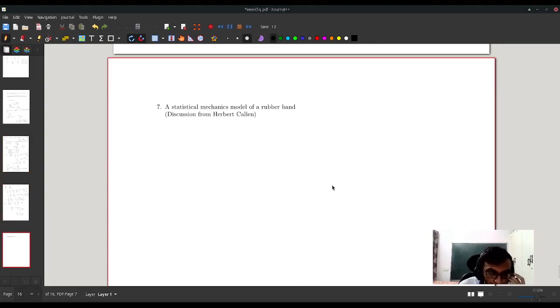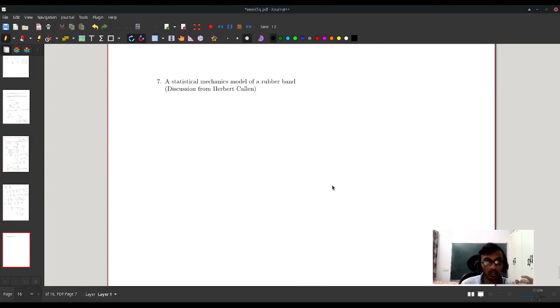Yeah, so let us now discuss a statistical mechanics model of a rubber band. This discussion is from this textbook by Herbert Callen. Of course, feel free to go and refer to the textbook and read the discussion.